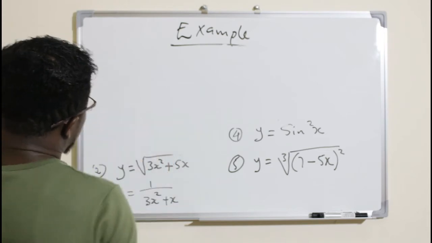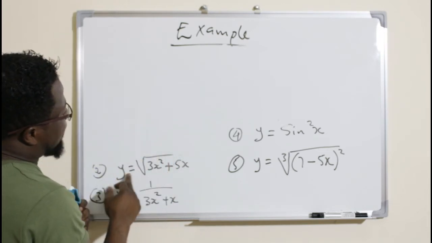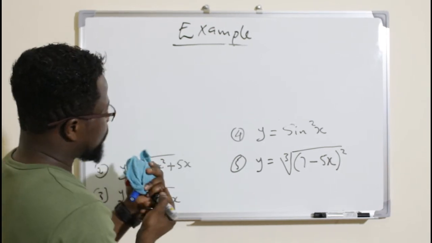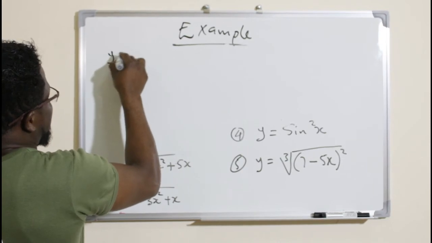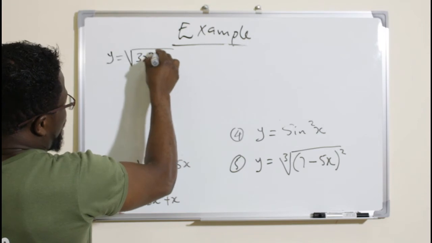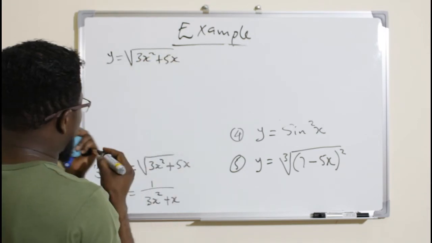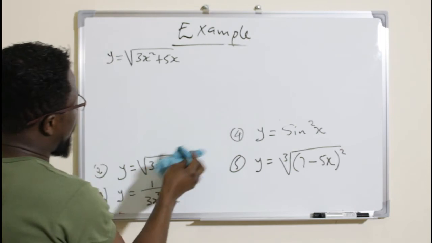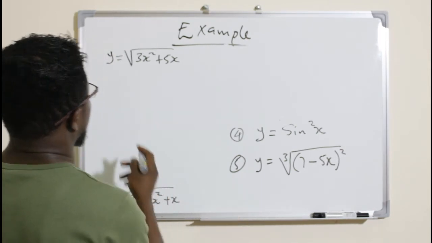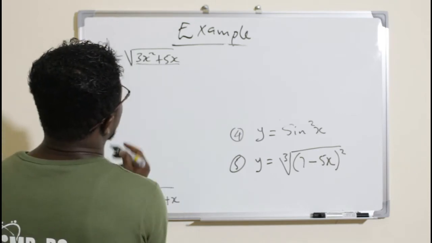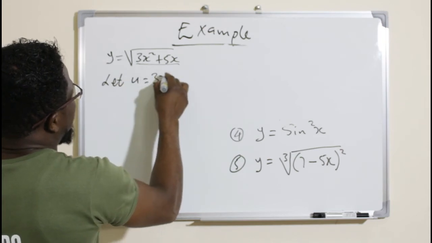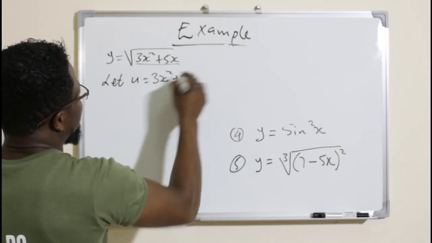If we look at question 2, it said y is equal to the square root of 3x squared plus 5x. So y is now equal to the square root of 3x squared plus 5x, and I want to solve this particular problem. So what do I do? Well, I need to find the inside function and then the outside function. My inside function, I'm going to let this represent my u. So I'll say let u be equal to 3x squared plus 5x.